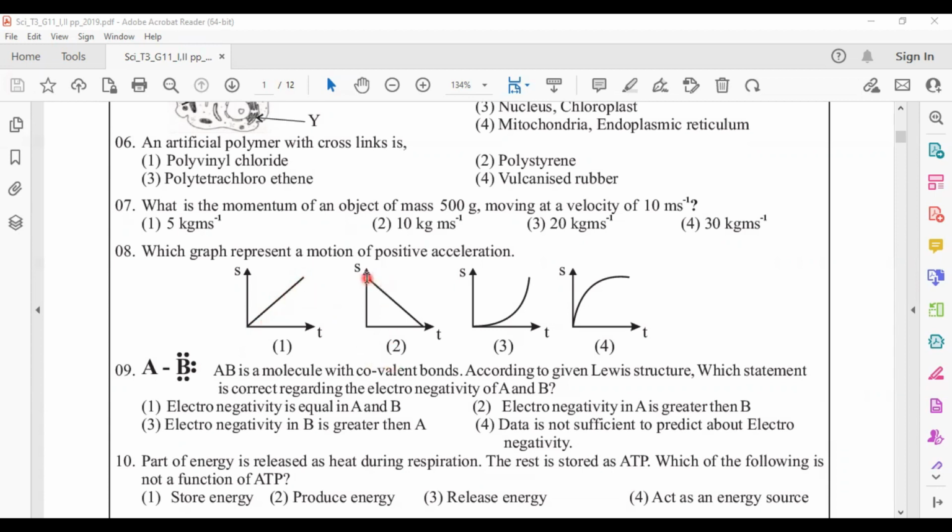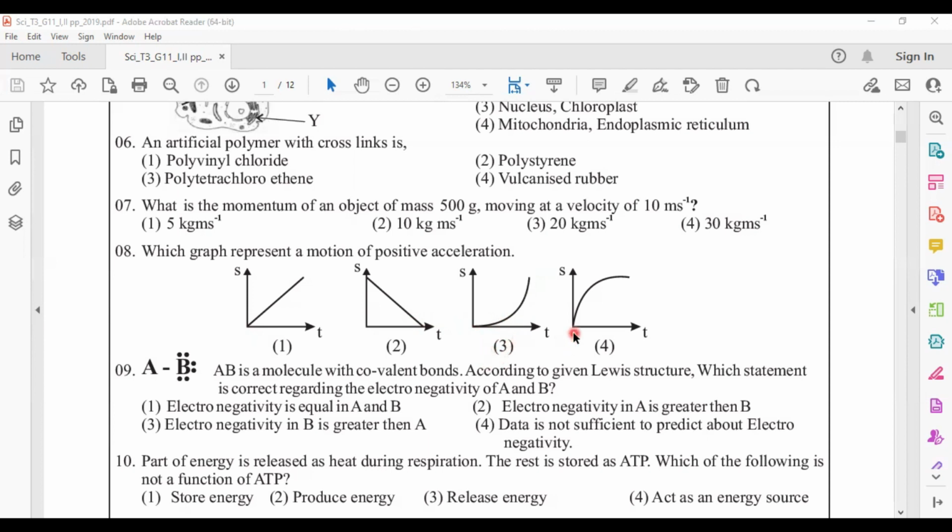This one also shows a uniform velocity in the other direction because that velocity is a negative one. That means that velocity is in the opposite direction. Anyway, the gradient is equal, so the velocity is always equal. But here you can see this slope is increasing gradually. Slope means the gradient. Gradient is increasing gradually. Velocity is increasing gradually. That means there's a positive acceleration. So answer number 3 is the correct one.